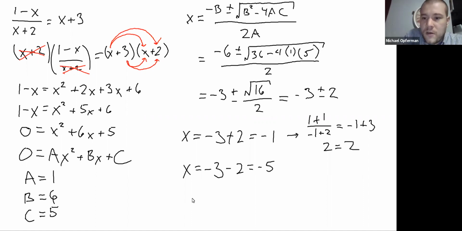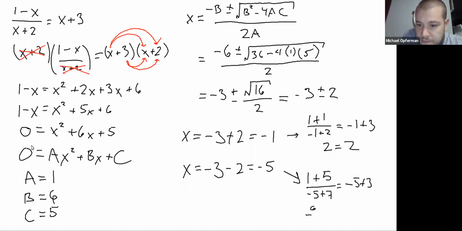What about the other solution? We had negative 5. So I'll have 1 plus 5 over negative 5 plus 7 equals negative 5 plus 3. So that's going to be 6 divided by 2 equals negative 5 plus 3, which is negative 2. Wait, that didn't work. Did I make a mistake?